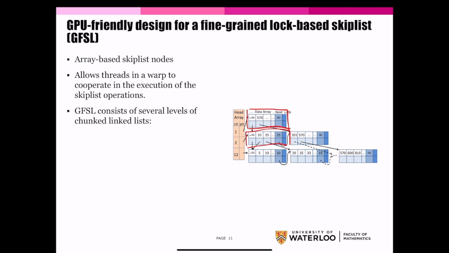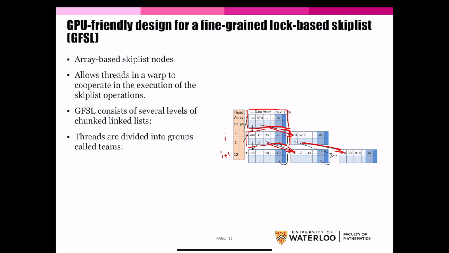In the upper levels, the value field of each entry in the data array points to a chunk in the level below. And in the bottom level, this field will hold the data element associated with the corresponding key. A key value pair in level i generally points to a chunk containing the same key in level i plus 1, though it may temporarily point to a chunk containing smaller values during inserts and deletes.